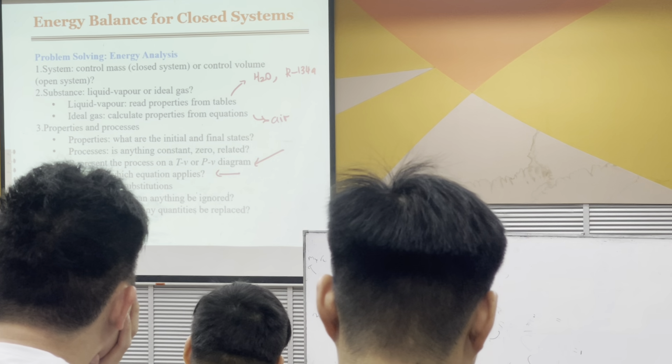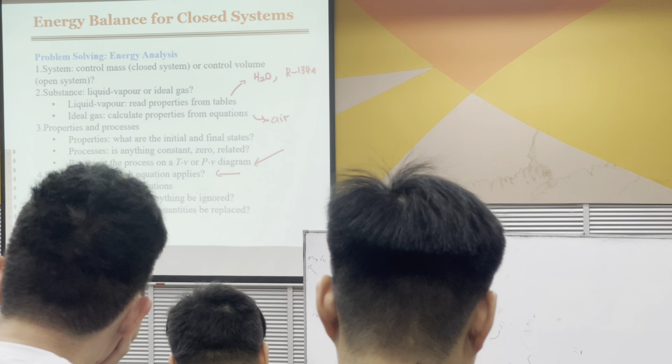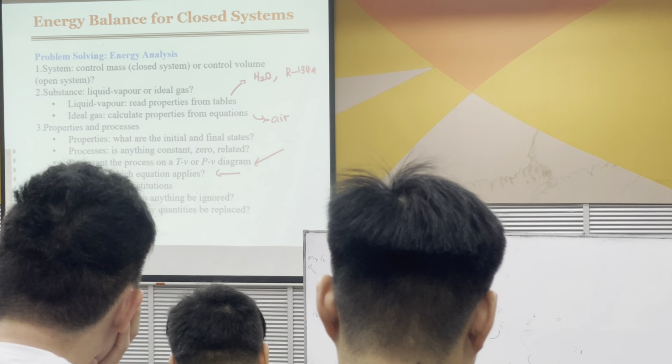Okay, once you're done, then you apply the energy balance equation. So for closed system, you apply the equation that we saw just now: Q minus W equals delta U plus K plus E. Okay, then after that, this one is just maths. You have to see what you have.